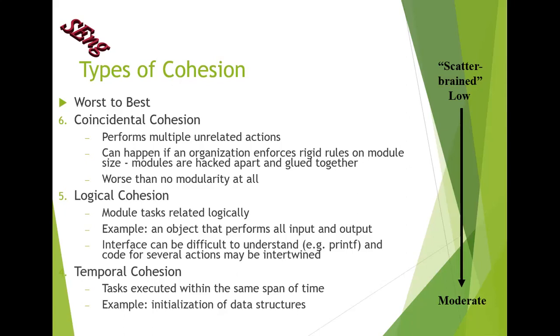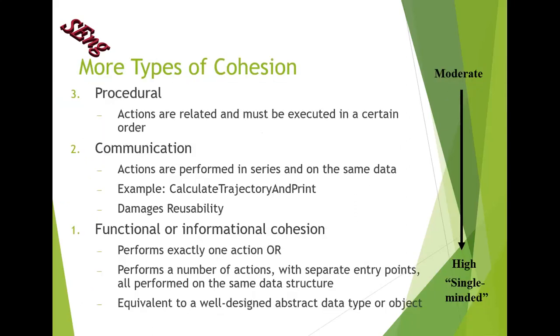Logical cohesion: module tasks are related logically. For example, an object that performs all input and output. The interface can be difficult to understand. For example, printf, and code for several actions may be intertwined. Temporal cohesion: tasks executed within the same span of time. For example, initialization of data structures.